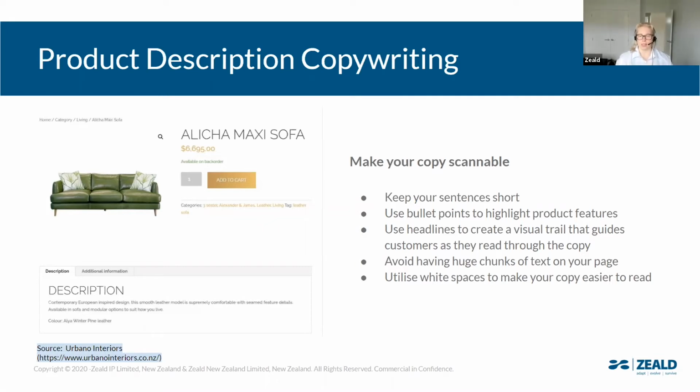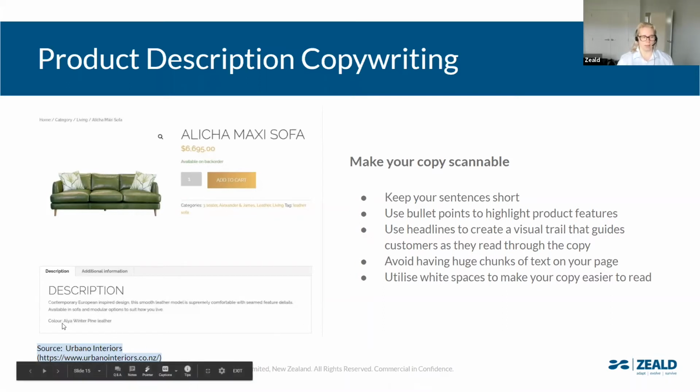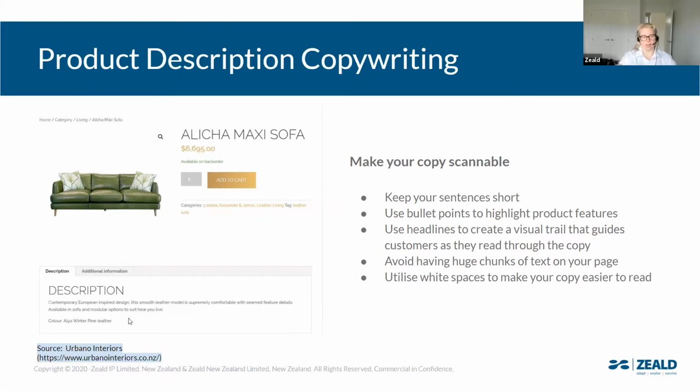You can use headlines to create a visual trail that will guide the customers as they read the top copy. So, you know, the big heading up here, description, and then leading into the information. One key thing they could add to this is they could have color bolded and then have the color detail there as well. So using the tools you have for making your text a bit different while following your style guide and just drawing people's eyes to information.